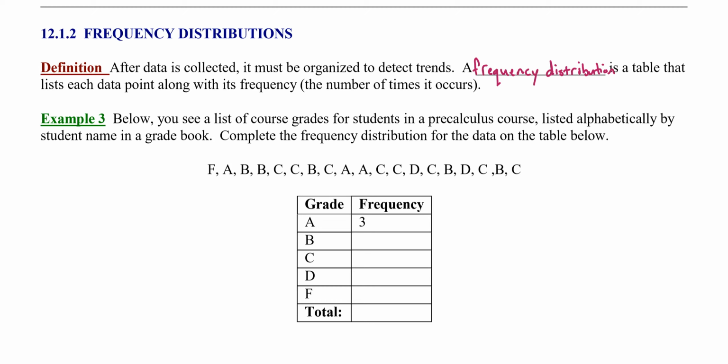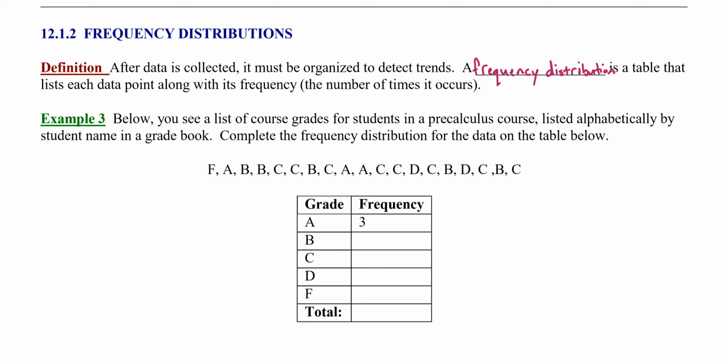Or it can be like in example 3. Below, you see a list of course grades for students in a pre-calculus course, listed alphabetically by student name in the gradebook. Complete the frequency distribution for the data on the table below. So if we were to glance down the roster in this particular pre-calculus course and read the grades on a test, we would see the grades listed as they are given there in the space.